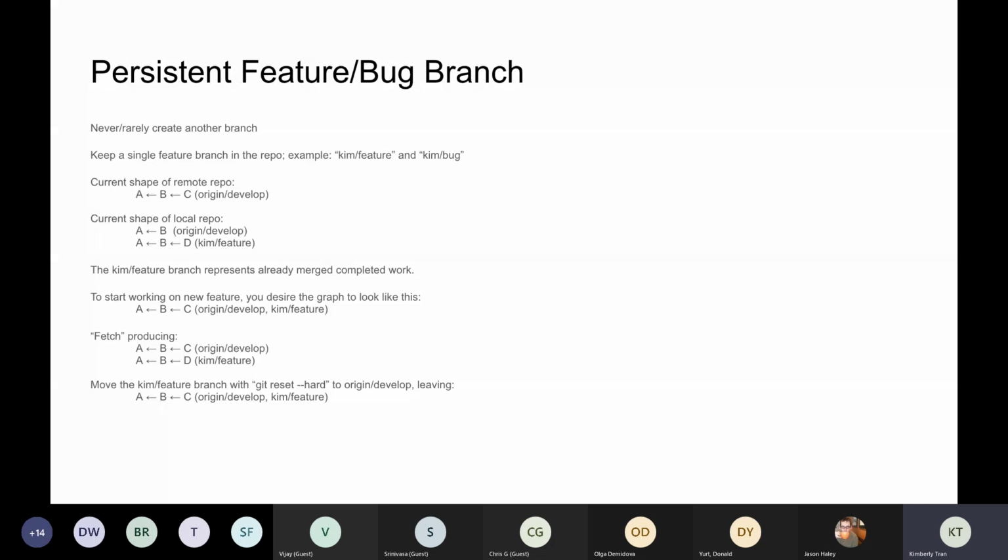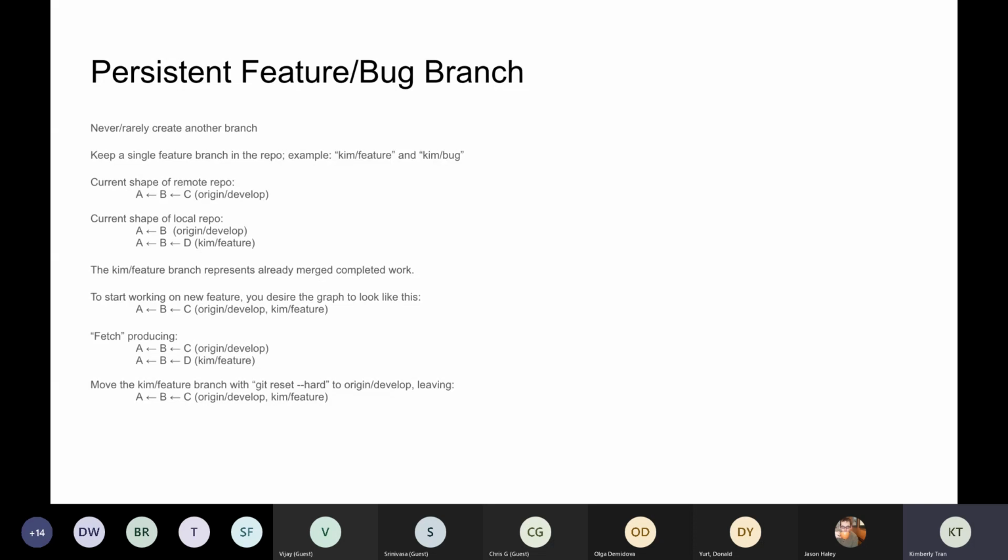Another thing that I use a lot, which maybe other people aren't using, is persistent feature and bug branches. The advantage of doing that is that you never or rarely create another branch, so you don't have a lot of branches to keep track of. You have just a small number of branches. I have a feature branch and a bug branch, because I usually don't have the bandwidth to work on more than one feature and one bug at a time.